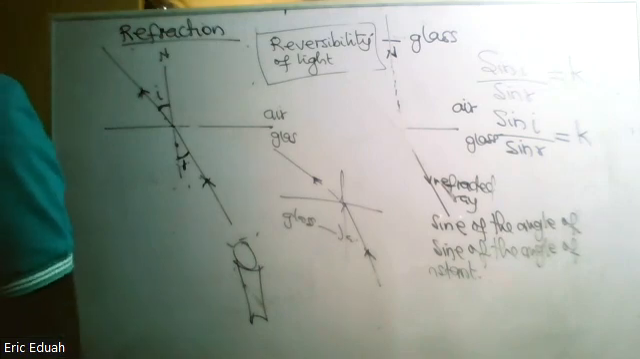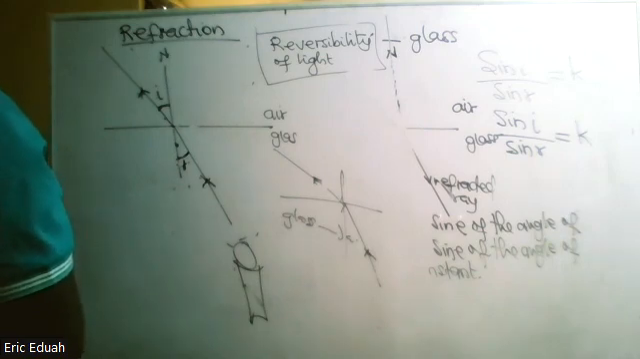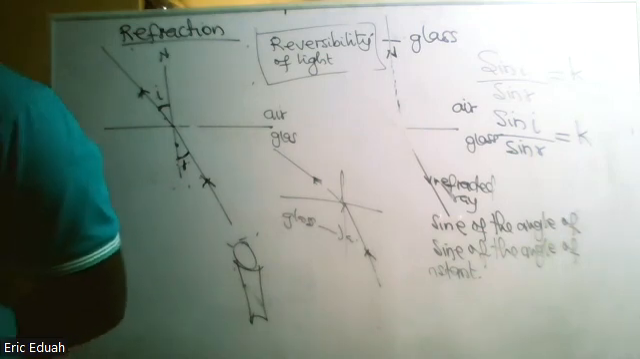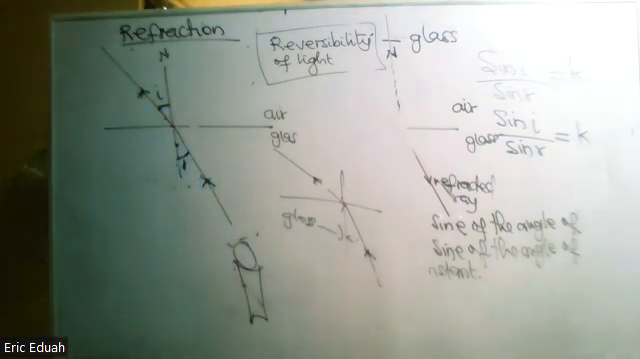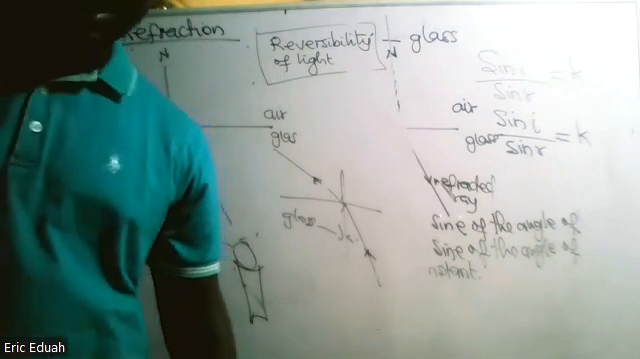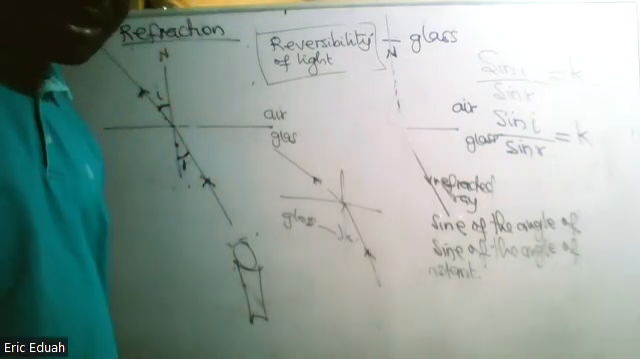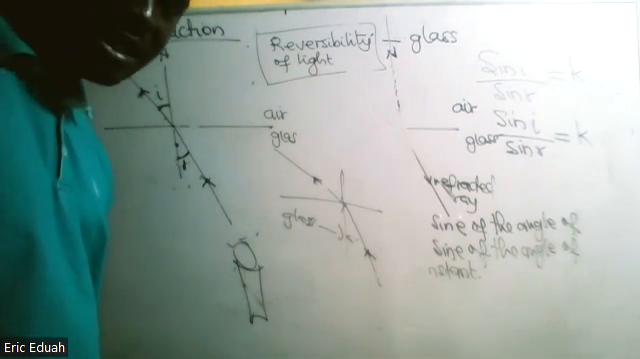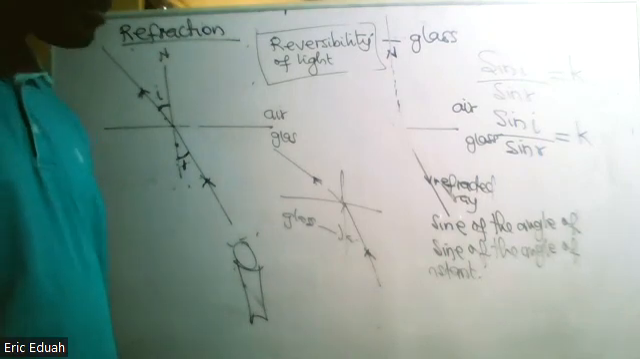If light, after suffering any number of reflections and refractions, has its final path reversed, it travels back along the same path in the opposite direction. Okay, it travels back along the same path in the opposite direction.